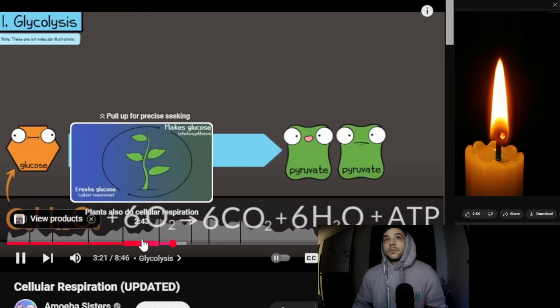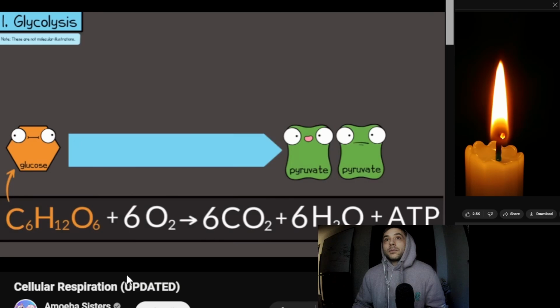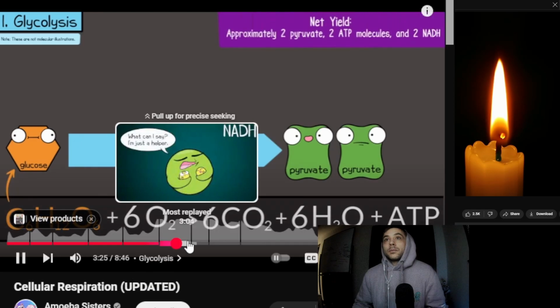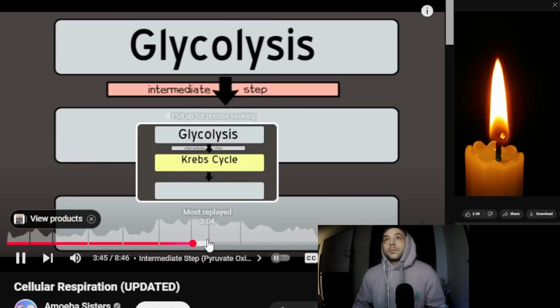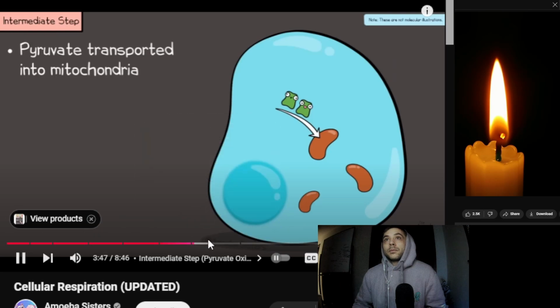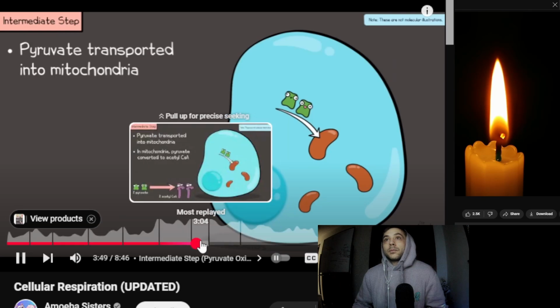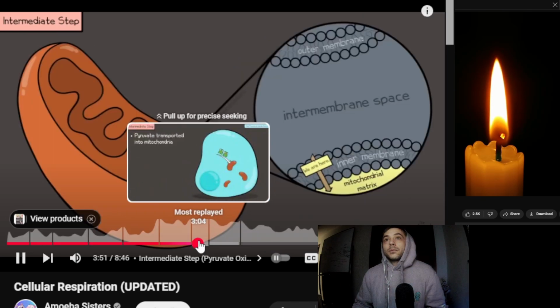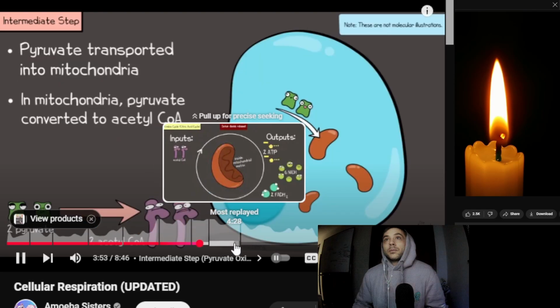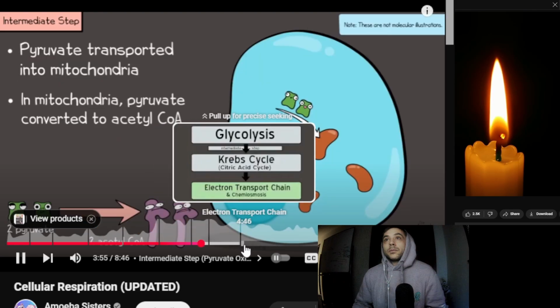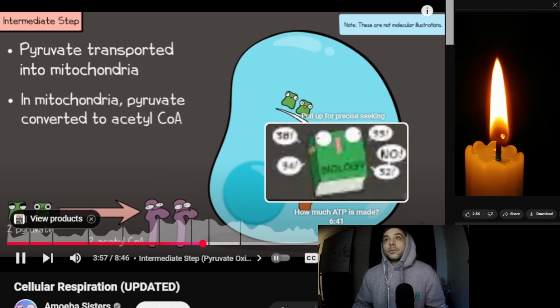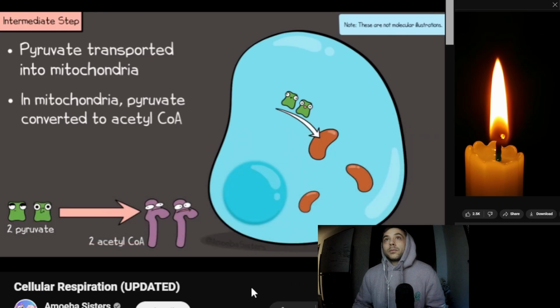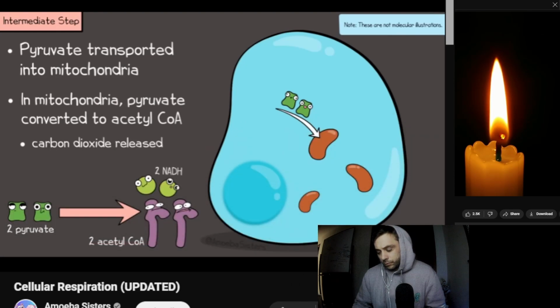Glycolysis usually takes a little ATP itself to start up, then the net yield from this step is pyruvate. Now an intermediate step occurs. The 2 pyruvate are transported by active transport into the mitochondria, specifically the mitochondrial matrix. In the mitochondria, pyruvate is oxidized. The 2 pyruvate are converted to 2 acetyl-CoA, which will be used by the next step. Carbon dioxide is released and 2 NADH are produced.